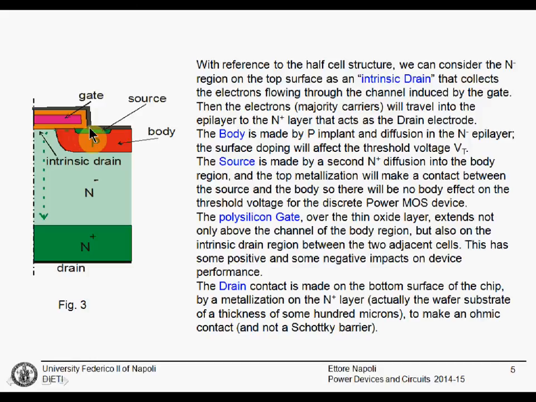Please note that the current is just electron current. There are no holes. There is no junction. There is no P plus N junction that is forward biased that can inject holes into the device. Hence, only majority carriers are responsible for the current. This is why this device is a unipolar device. There are no minority carriers and there is no storage of carriers in the device.